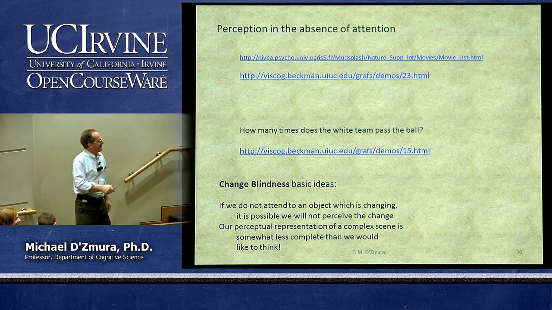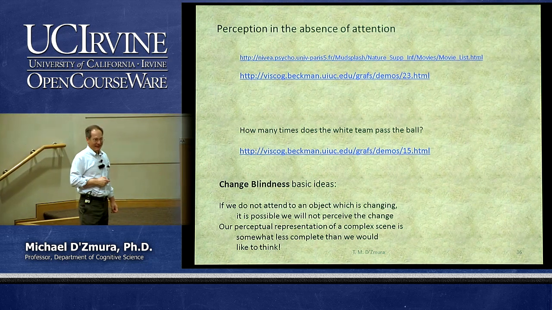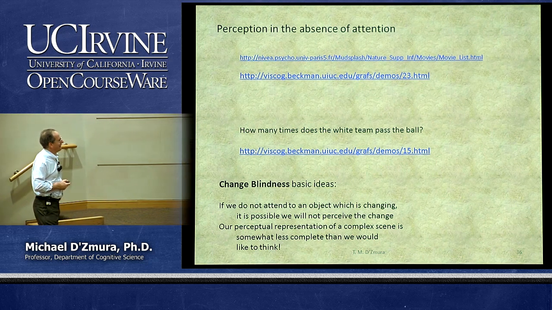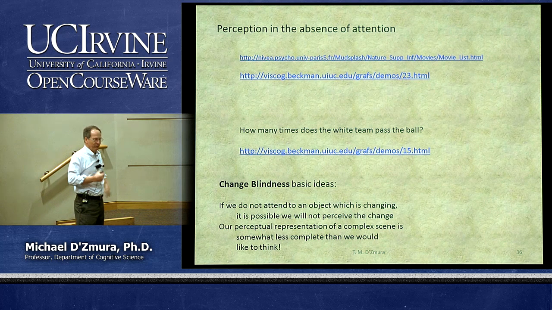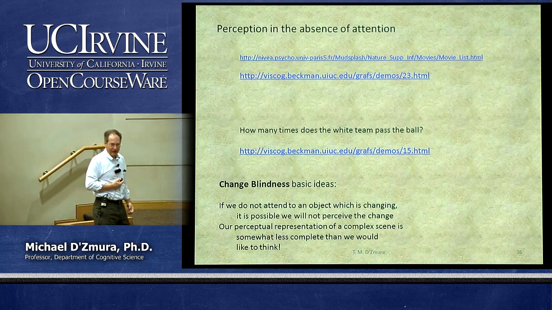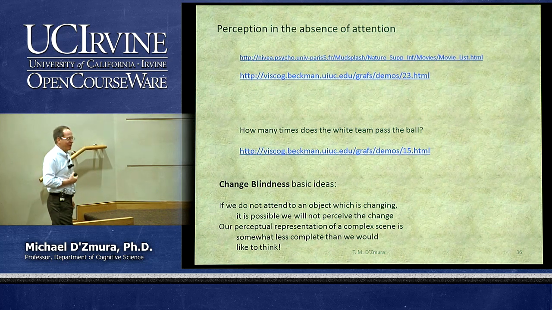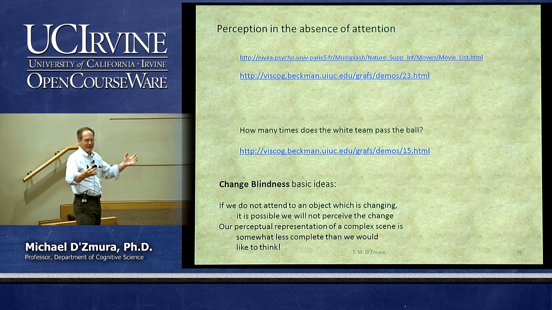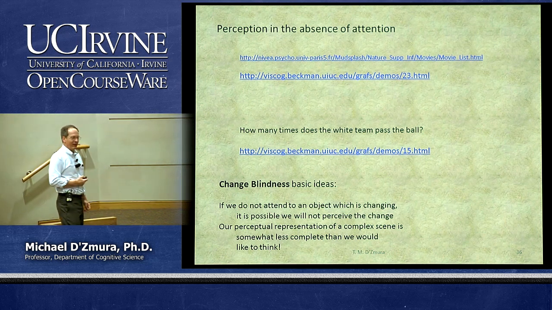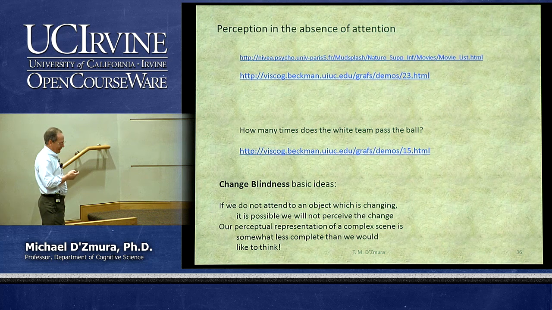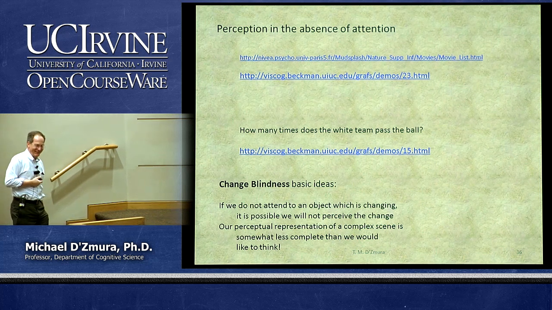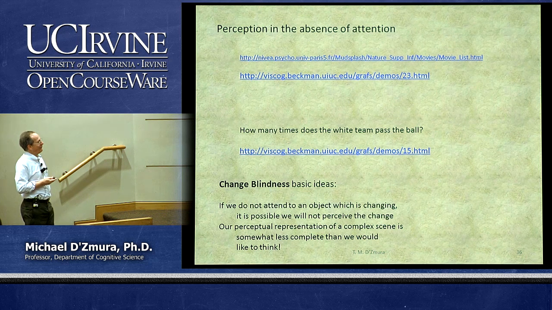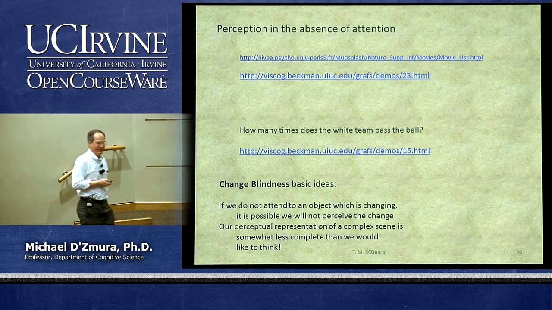If we are not paying attention to something that is changing, then it is likely that we will not perceive the change. A change has really got to be substantial for it to grab our attention in a bottom-up fashion. Most things, when they change, do not grab our attention in this way. It's not as though some big, shining red light comes up suddenly and draws our attention. No, most changes are more subtle, and if we're not paying attention to them, we will miss them. We have to conclude that our perceptual representation of a complex scene may be somewhat less complete than we would like to think. That's sort of a bummer, but it shows the importance of attending to things and trying to glean as much information as possible.